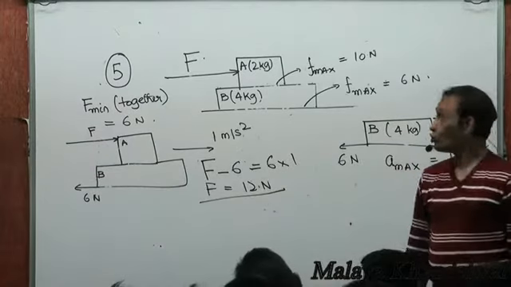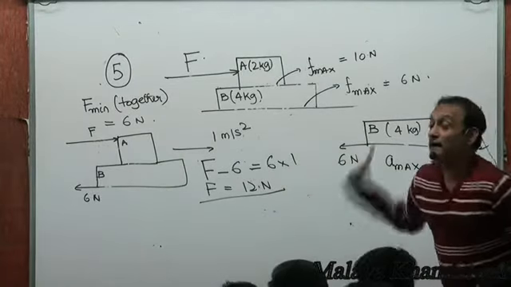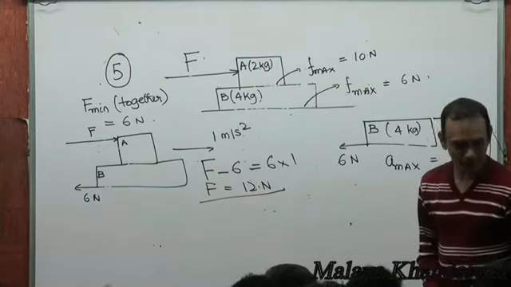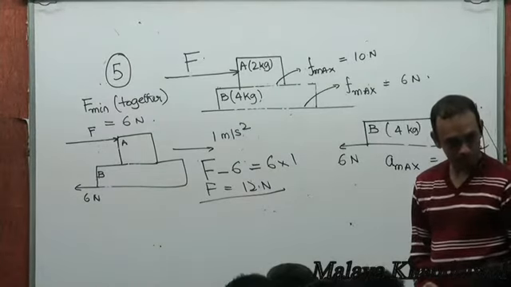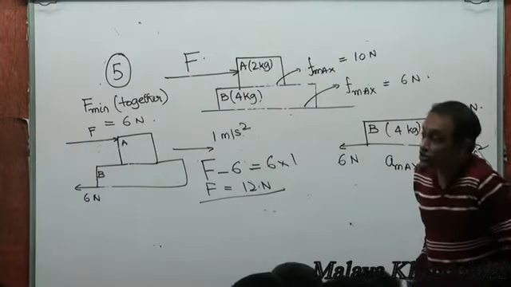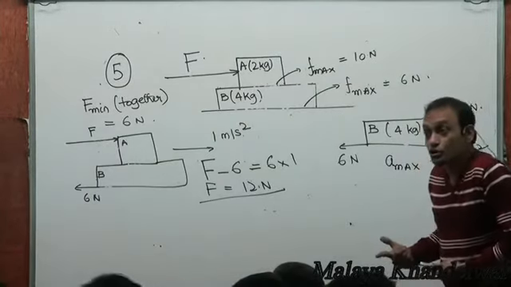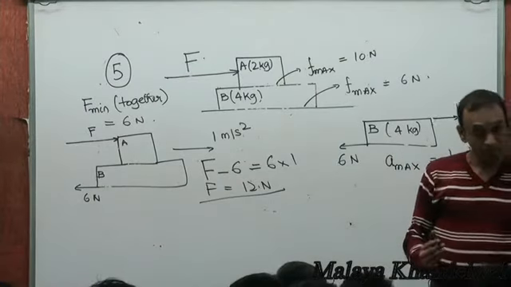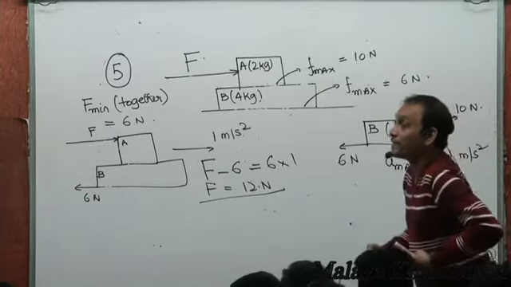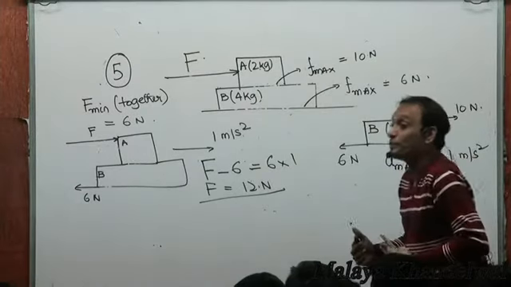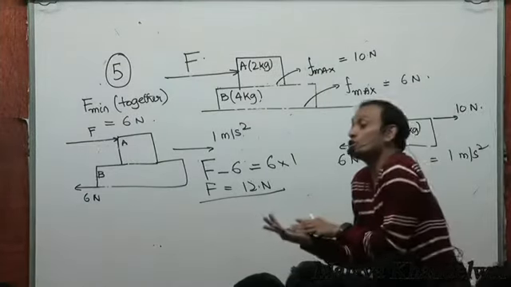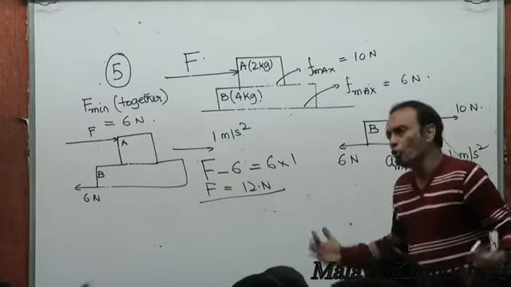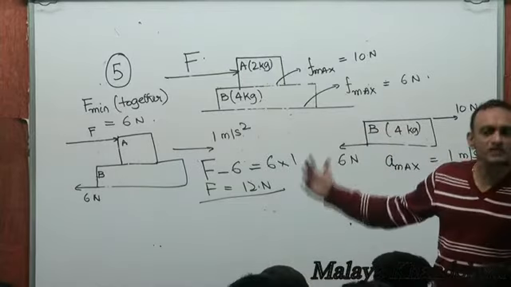Yes or no? So that's the maximum F so that they could move together, right? Minimum F so that the system starts to move is 6 newtons, but the maximum F so that they could move together is 12 newtons. See, as you go on increasing F, there is greater and greater propensity of relative motion commencing between A and B, because friction can support only to a certain extent, beyond which it surrenders, right?